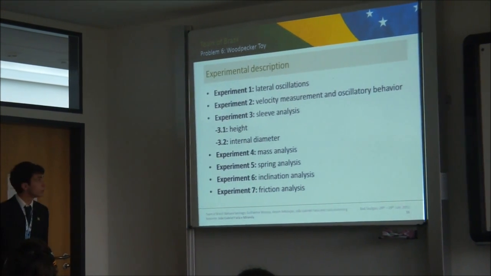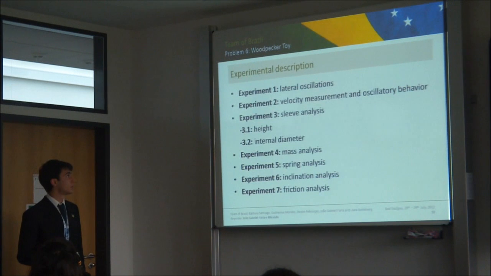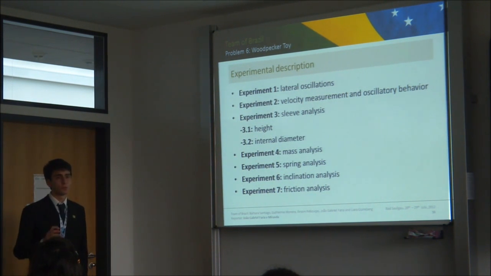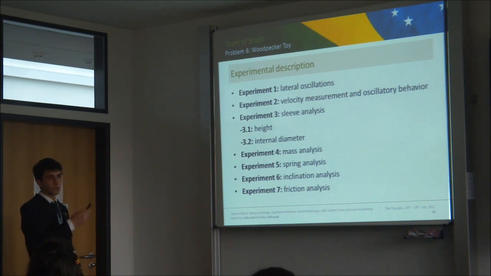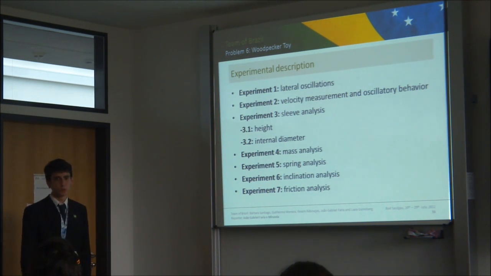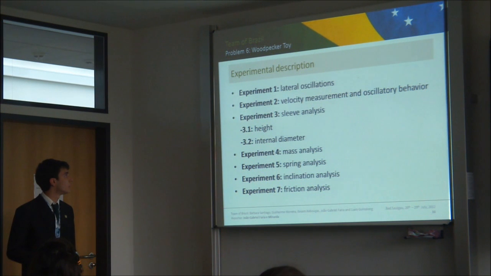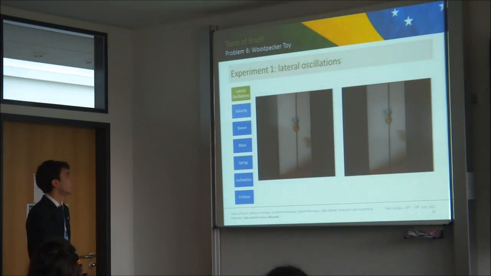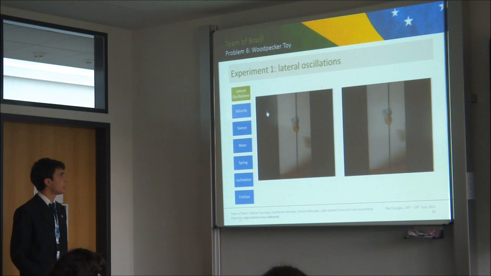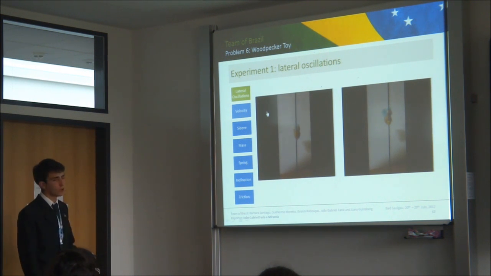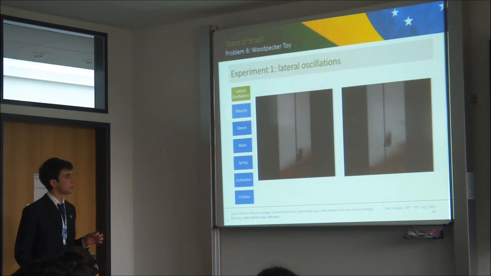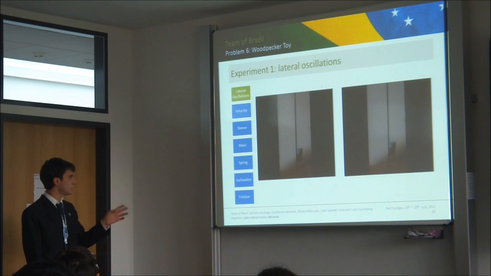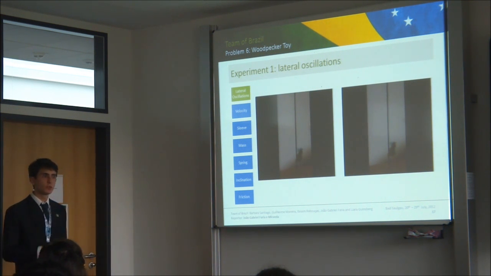Here are our experiments. We first analyze the lateral oscillations to see that they won't influence the other experiments, and we will talk better about each experiment when we get to them. First, we can see the movement of the rod when it is not fixed, and the movement when the woodpecker on the rod is fixed. We can clearly see that these oscillations are only due to the rod oscillation.